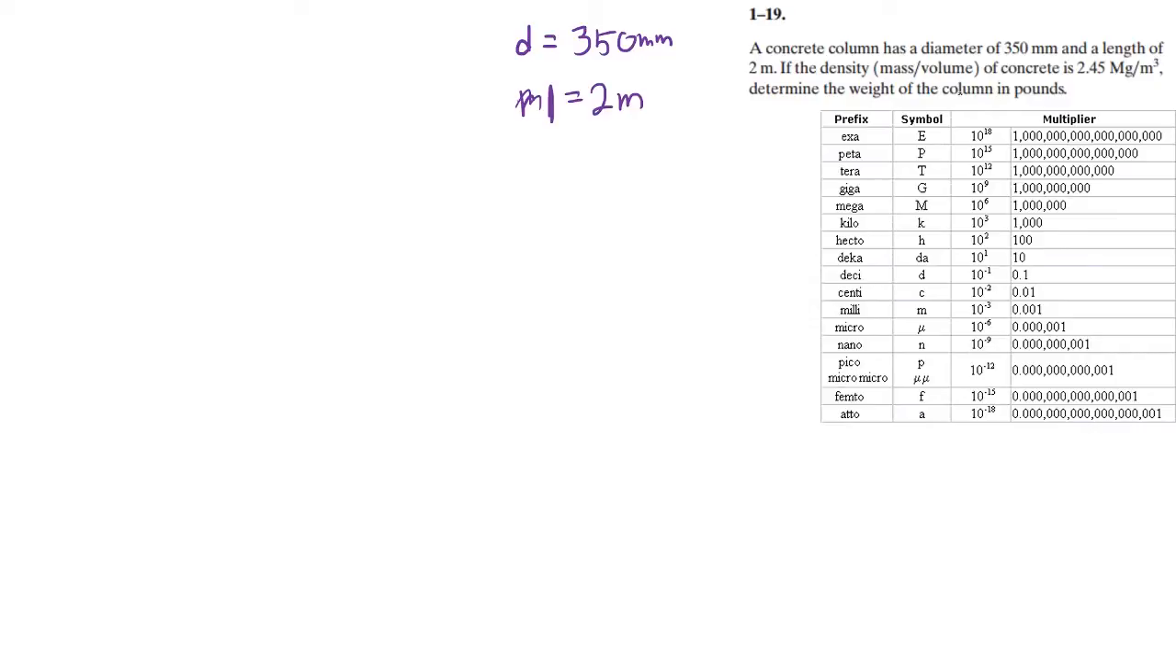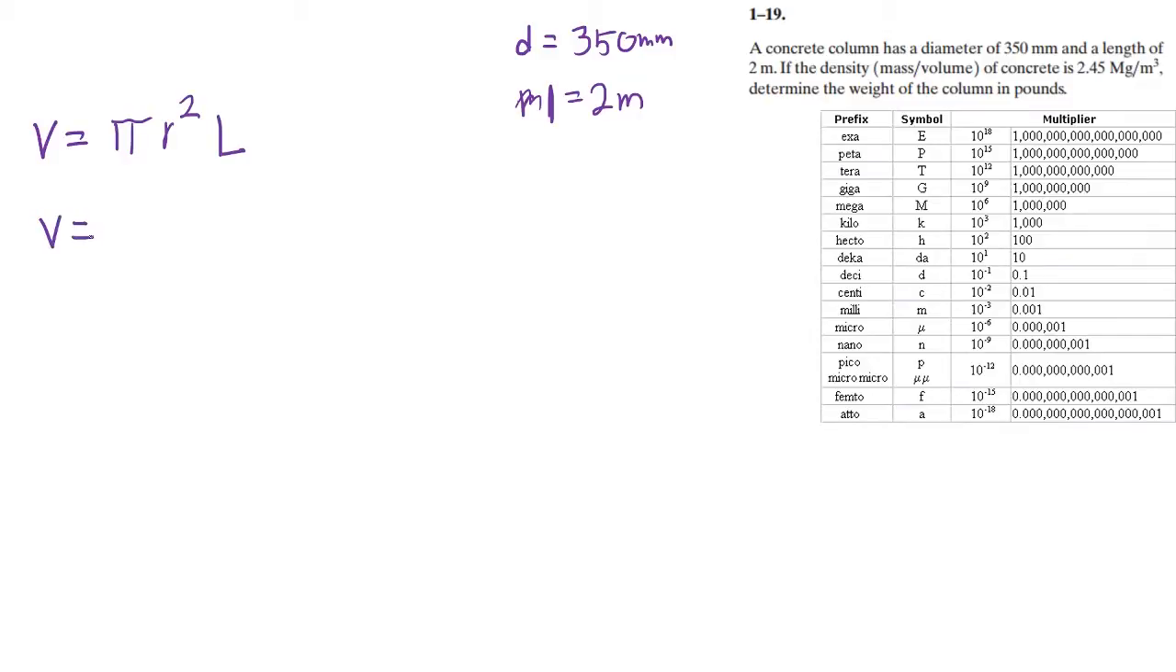So I can already tell you what we need to do. This is a column, right? A cylinder, yes, a cylinder. So we need to use the volume equation for a cylinder to cancel out the volume, and this density right here, and then we're left with our mass, and then from there we can turn megagrams into pounds. So first off, let's find our volume. The volume of a cylinder is gonna be pi r squared times our length.